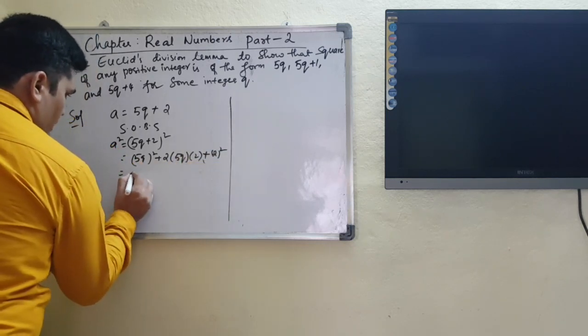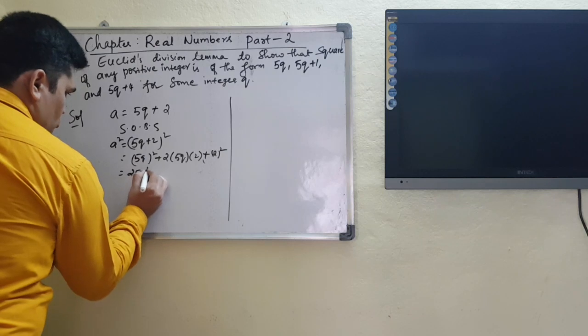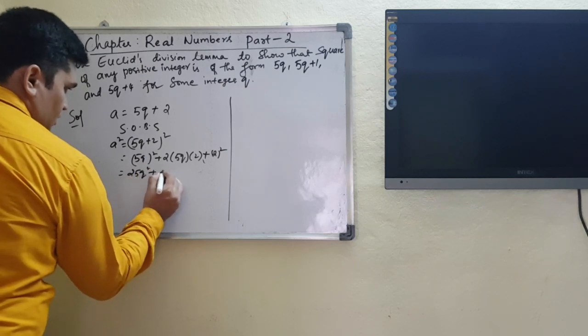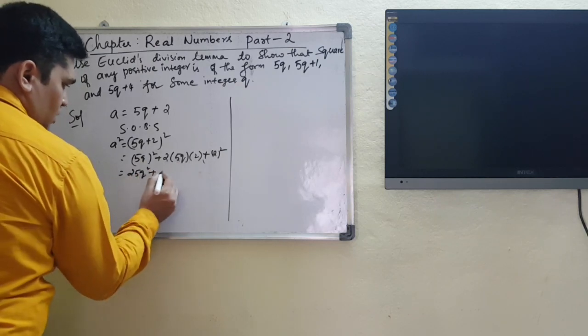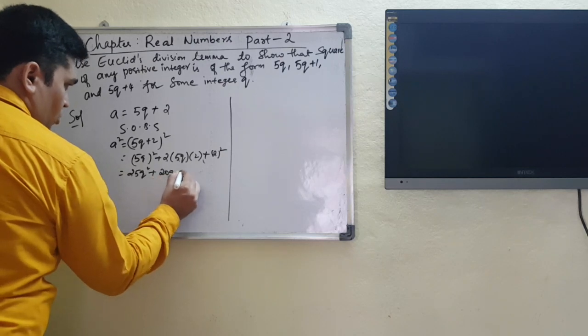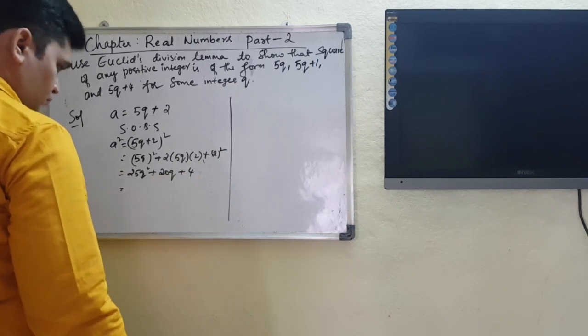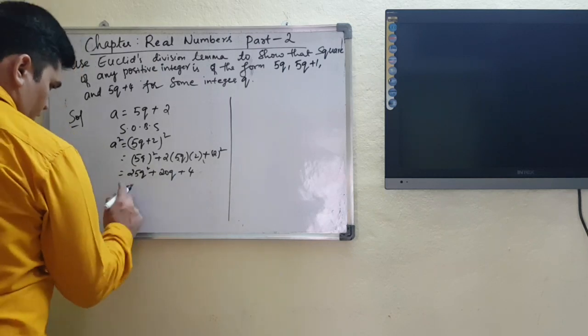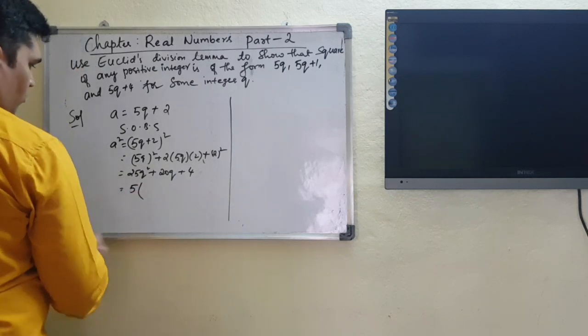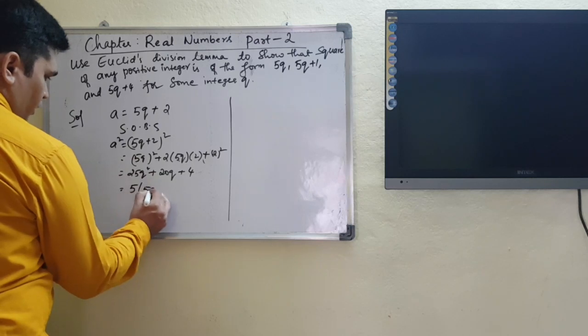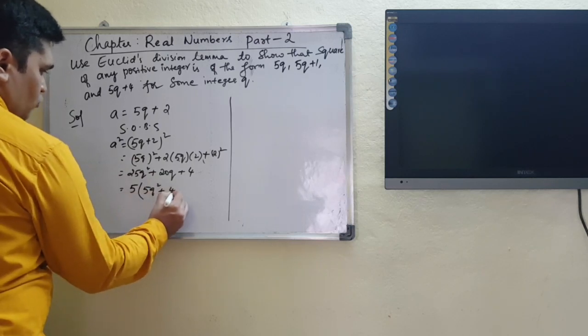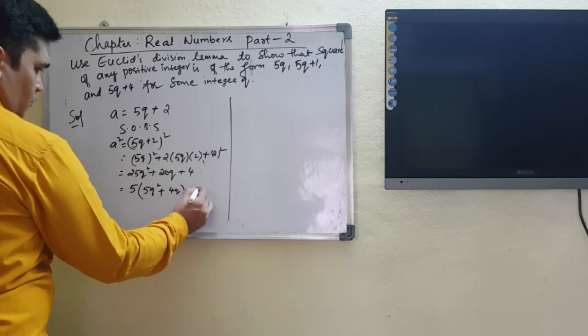Now it will be 25q square plus 5 2s are 10, 10 2s are 20q plus 2 square, means 4. Common. Can you take any common? Yes. Again if you take 5 as common, it will be 5 5s are 25 q square plus 5 4s are 20q plus 4.